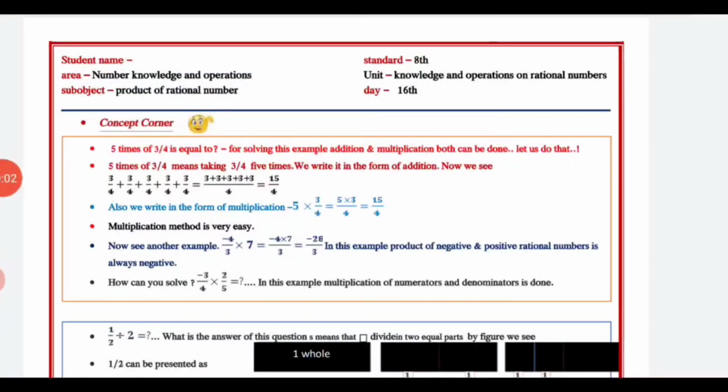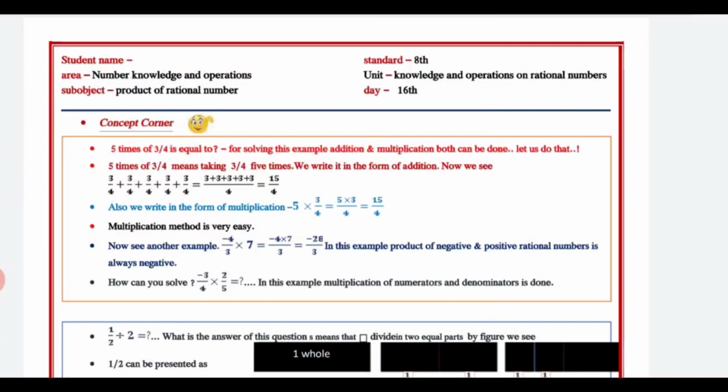So children, as you all can see, I have directly come to day 16. I am not showing you day 15. Why? Because on the 15th day, you all have to give a test which is based on day 1 to day 9. That test you all have to solve on your own.